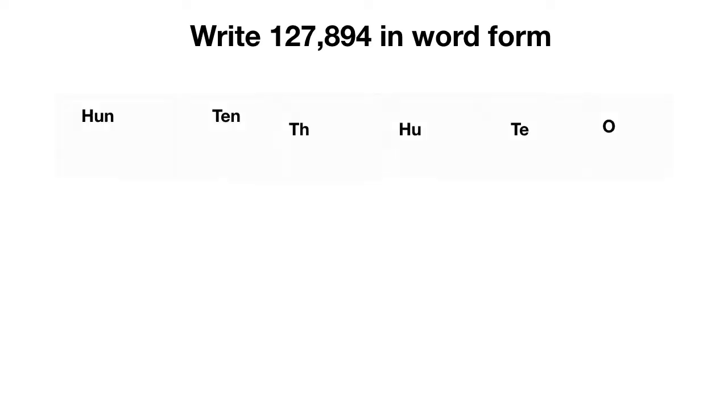Today we're going to go over how to write numbers in word form, then you'll get to practice. Let's say you're asked to write 127,894 in word form. Well, word form is actually something you're very familiar with. It is how you say numbers when you read them out loud, and it takes advantage of place value.